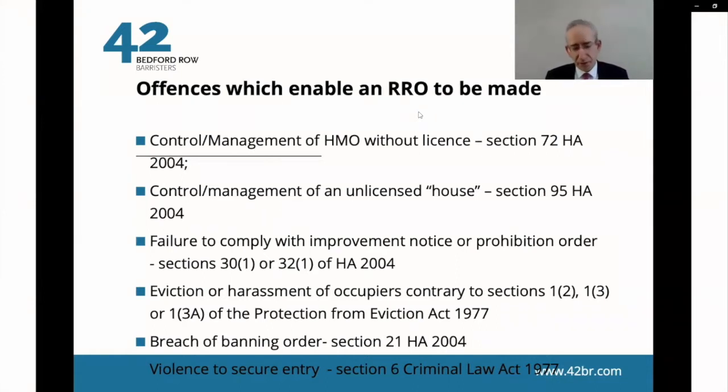And then there are three additional types of offence for which you can apply for a rent repayment order: fourthly, eviction or harassment of occupiers under the Protection from Eviction Act. And fifthly, breach of a banning order. Those are incredibly rare at the moment. And then finally, violence to secure entry under the Criminal Law Act.